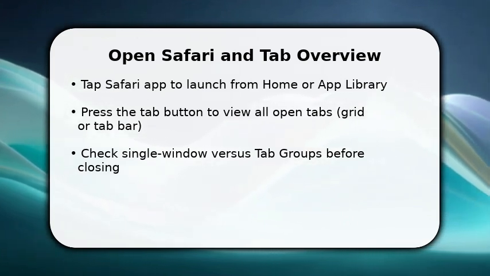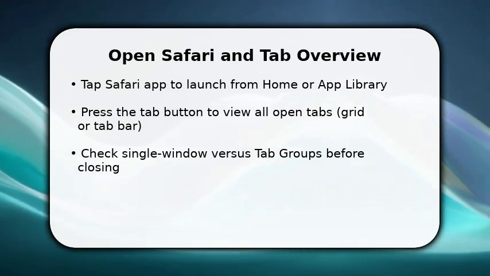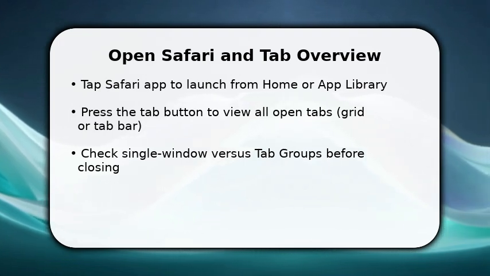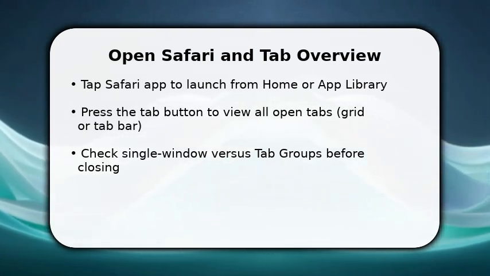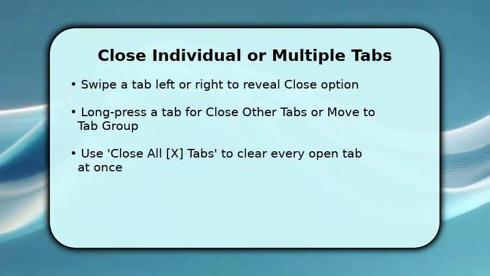Once you see the tabs, decide which ones to close first: inactive pages, duplicates, or heavy sites using battery or data. Now take action. To close a single tab, swipe it away in the grid or tap the X on compact tabs. This immediately frees memory and battery.